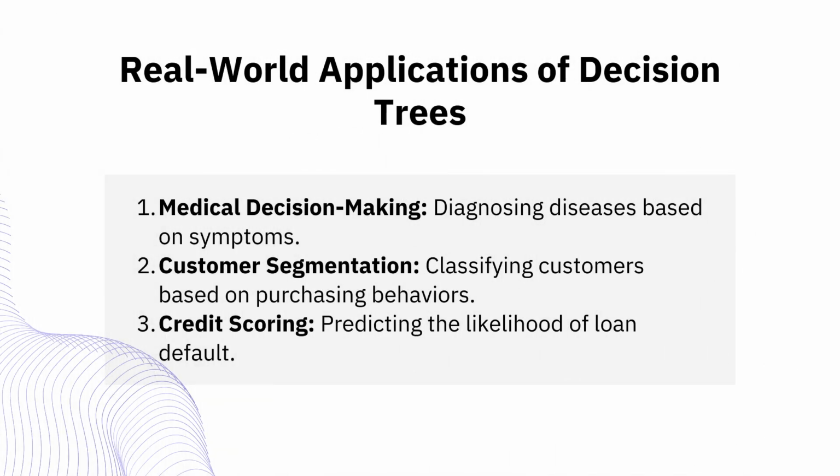Decision trees are applied in various industries. In healthcare, they assist in diagnosing diseases by classifying patients based on symptoms. Businesses use them for customer segmentation, categorizing customers based on their purchasing habits. In finance, they help with credit scoring, predicting the likelihood of loan defaults based on financial features.